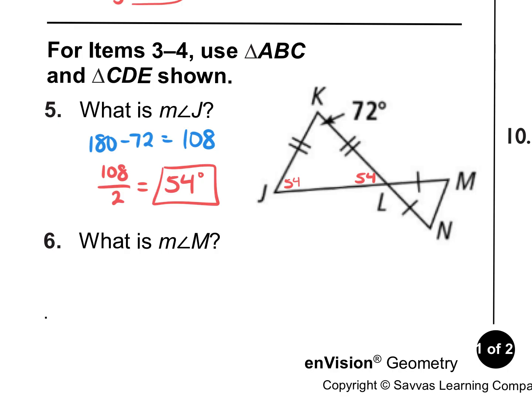Okay, and then number 6 wants us to find the measure of angle M here. Okay, well, what do we know about this bottom triangle here? It's also isosceles because of those 2 congruent sides, so we can assume what? Yep, 2 congruent angles. Is there anything else in there that we can assume?